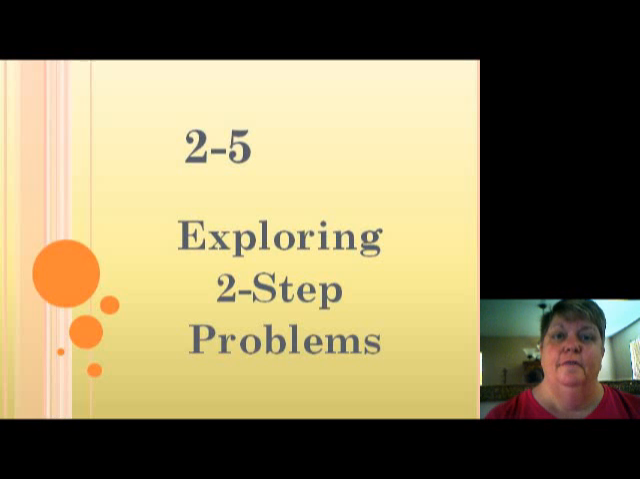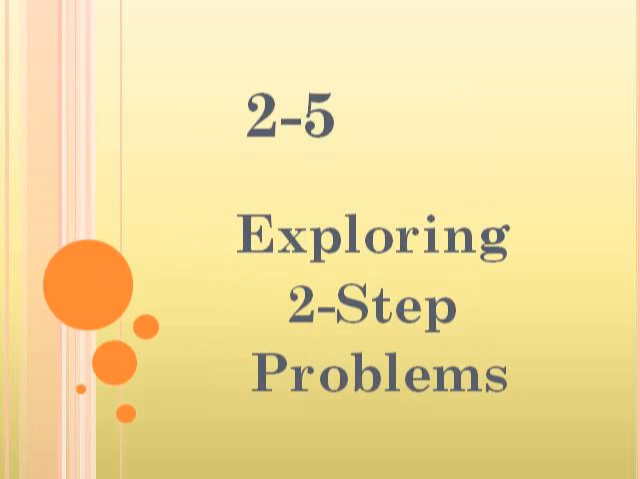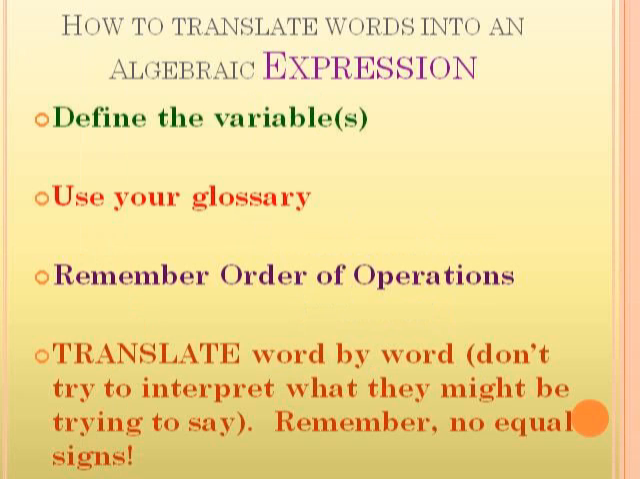All right, in Lesson 5, Chapter 2, we are looking at two-step problems. In these two-step problems, we will be looking at how to write an algebraic expression from the words given. So we will need to remember how to define a variable, like let t equal the number of times, let x equal the number of quarters, something like that.